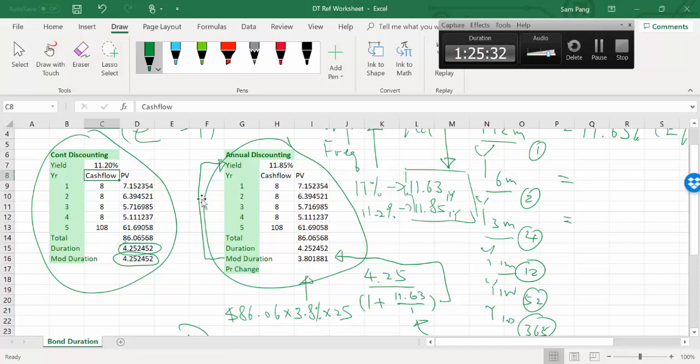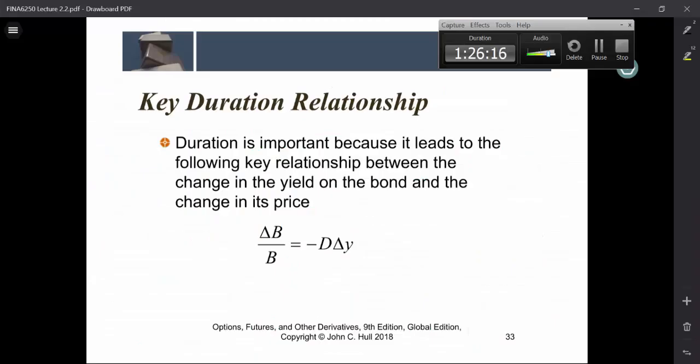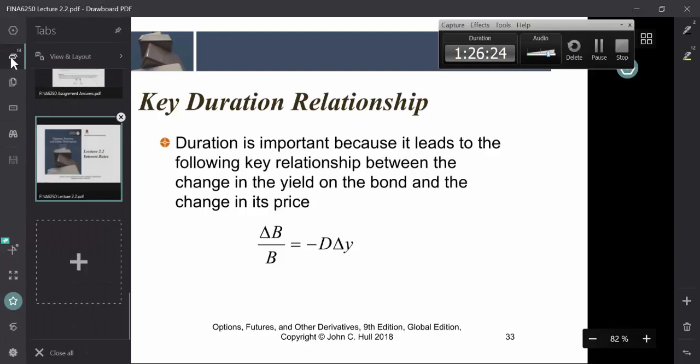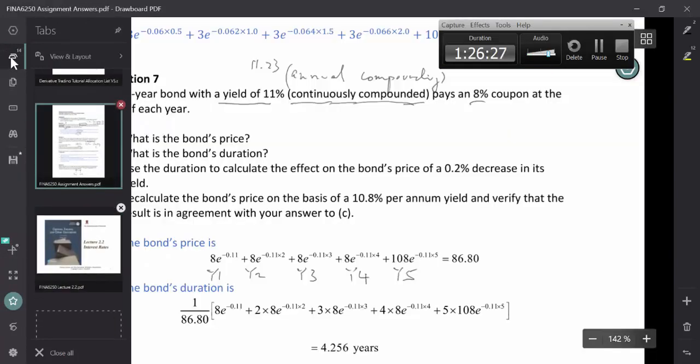In fact, let me do that here. So price change is equal to the price times modified duration, 3.8, times 25. Now, there will be some small changes because of the rounding. Whoops, that's too big. The change is around 82 cents, which is what you got by doing it with continuous compounding.